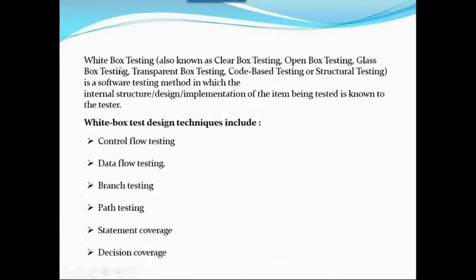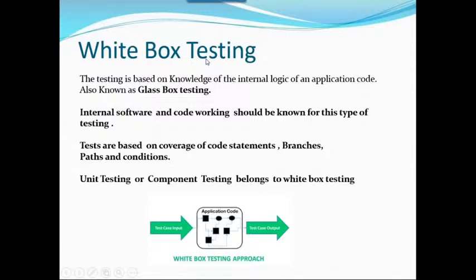Don't get confused here. White box is also known as clear box. Clear box means I'm able to see the code. Open box, I'm able to see the code. Glass box, I'm able to see the code. Transparent box means I'm able to see the code. You only need to remember one point: white box testing is done by the developer. At least before sending to the QA, they need to check whether their code is working properly or not. Is it clear? Anybody have any question here? This is one of the most important ones, guys. Okay, good.